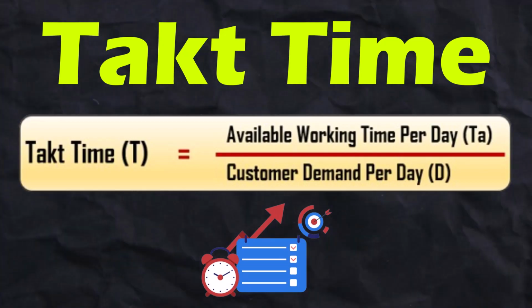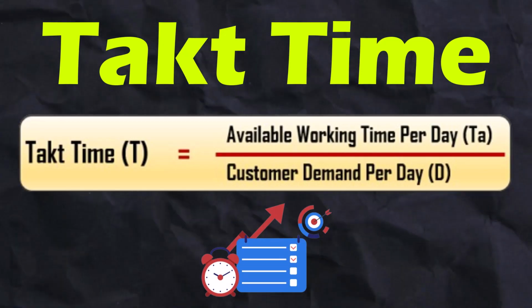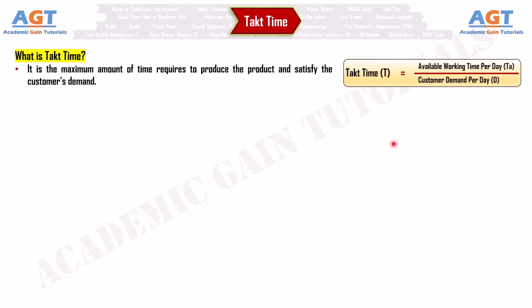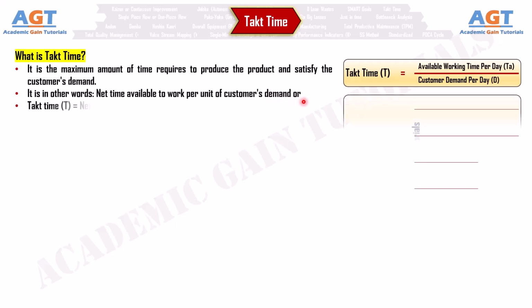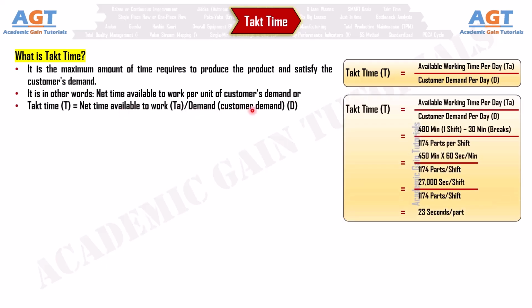Takt Time. So, what is Takt Time? It is the maximum amount of time required to produce the product and satisfy the customer's demand. It is, in other words, net time available to work per unit of customer's demand. Takt time equals net time available to work divided by customer demand.